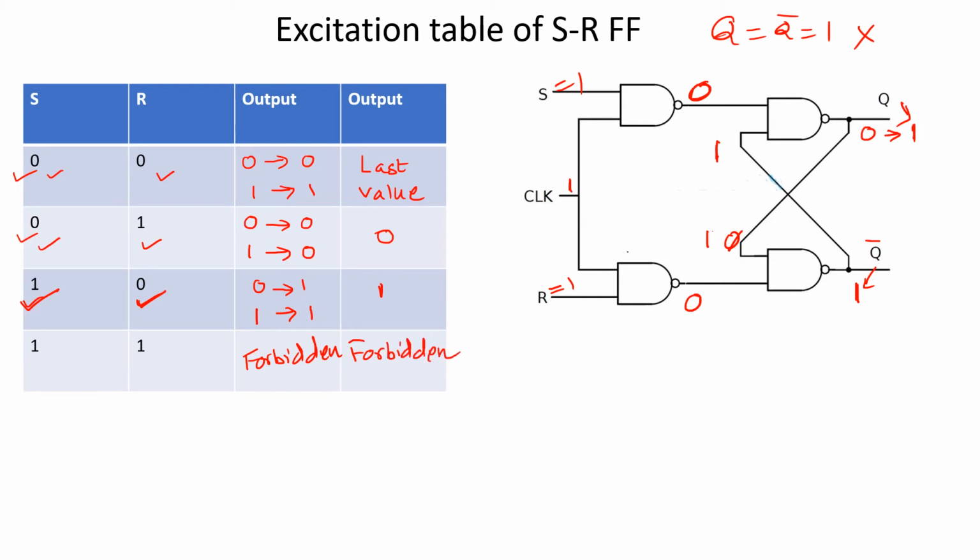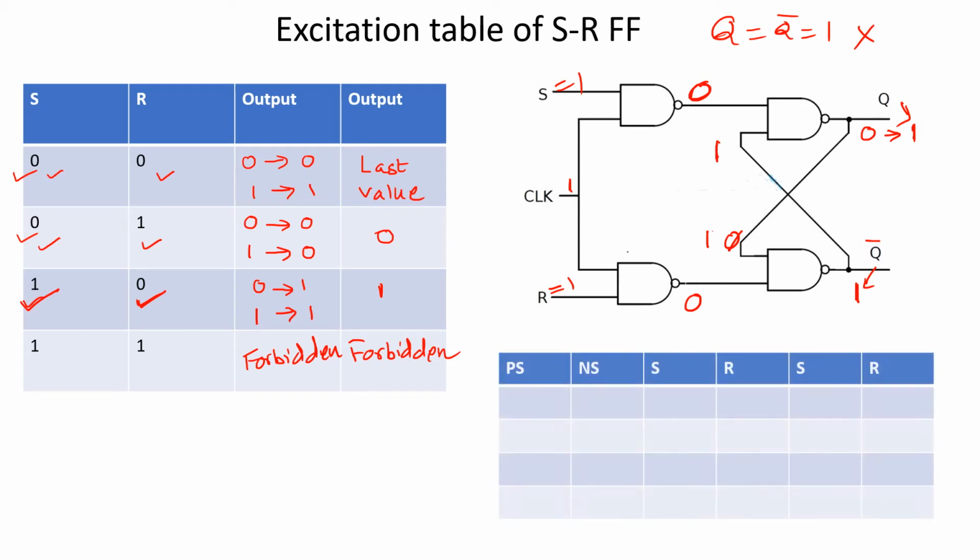Now from this truth table, we can go for excitation table of SR flip-flop, which is very easy. Now see, this is the table which we are going to fill up. Now see in the truth table what we have seen. The values which we assumed in the beginning, let us name them as present state, and whatever values we got after applying the input, let us name them as next state. So I write it here. PS stands for present state and NS stands for next state.